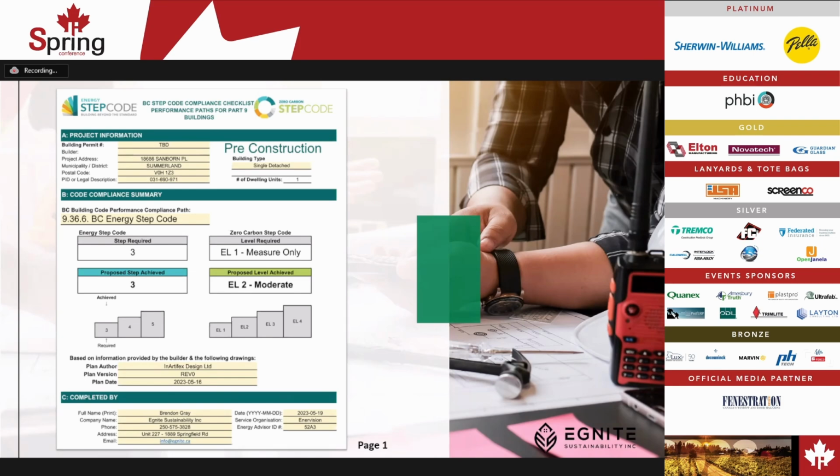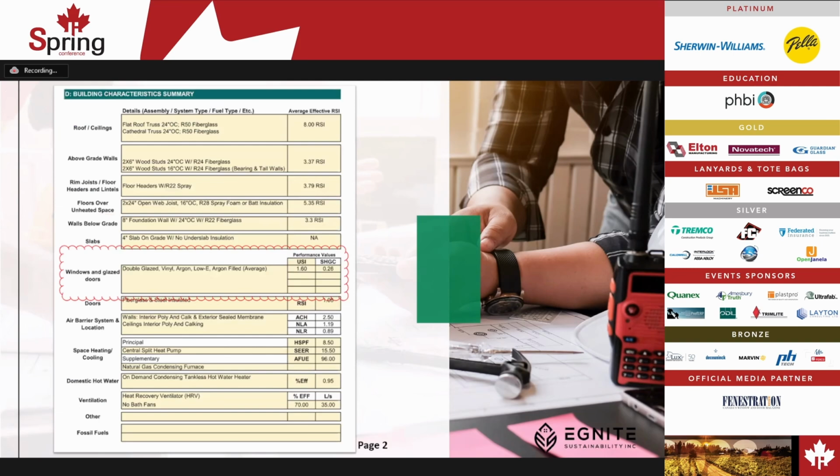Section C remains the same, who the compliance report was completed by. On the second page, we've got the building characteristic summary. This was one of the biggest complaints we had from energy advisors and also industry. We didn't have enough information that we could put in those compliance reports.